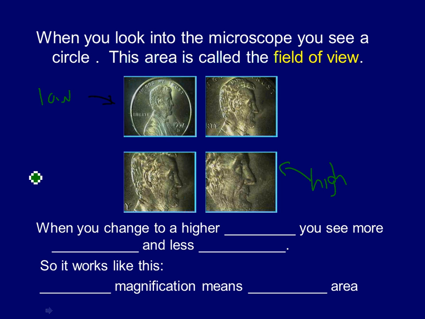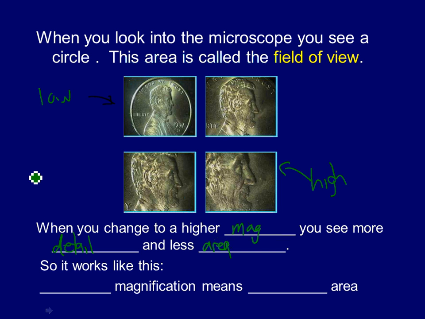When we go to a higher magnification, you see more of this and less of this. I want you to think about that statement. What can we see more of under high magnification? Details. We can see more detail, but less what? Less area. So what we gain in terms of details, we lose in terms of being able to see a wide view.